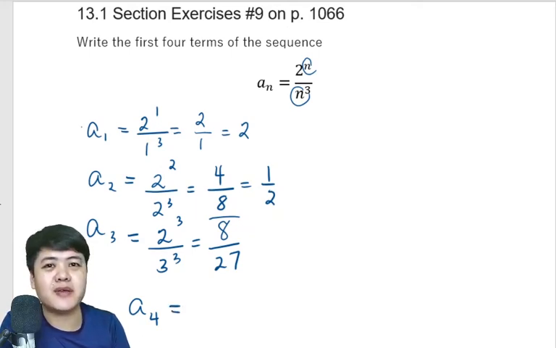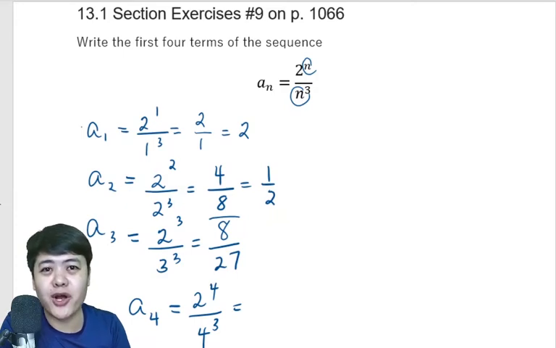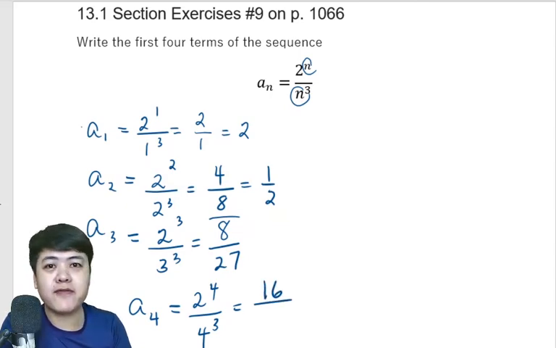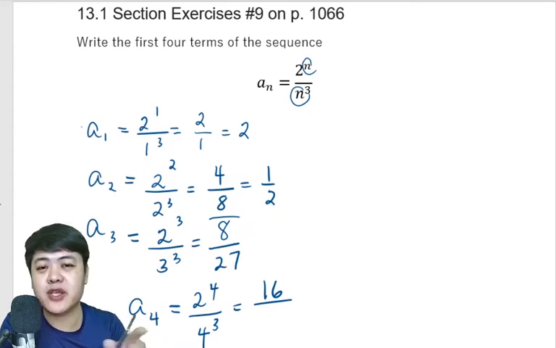A sub 4, that's the fourth term. Substitute 4 to n. 2 raised to 4, 4 cubed. 2 raised to 4 is 2 times 2 times 2 times 2. 2 times 2, that's 4 times 2, that's 8 times 2. That is 16. And 4 cubed, that is 4 times 4 times 4. 4 times 4 is 16 times 4, 64.